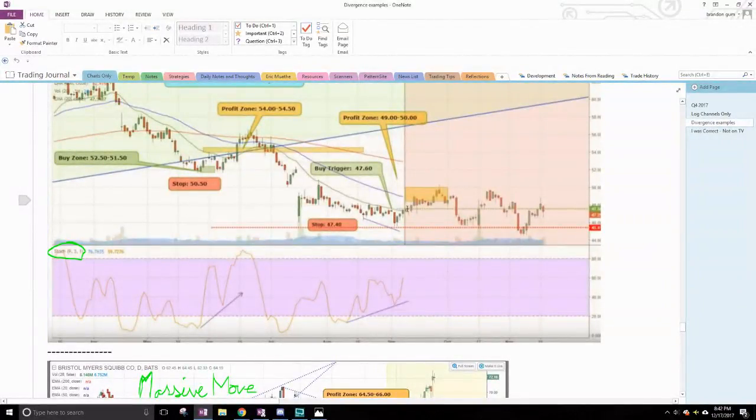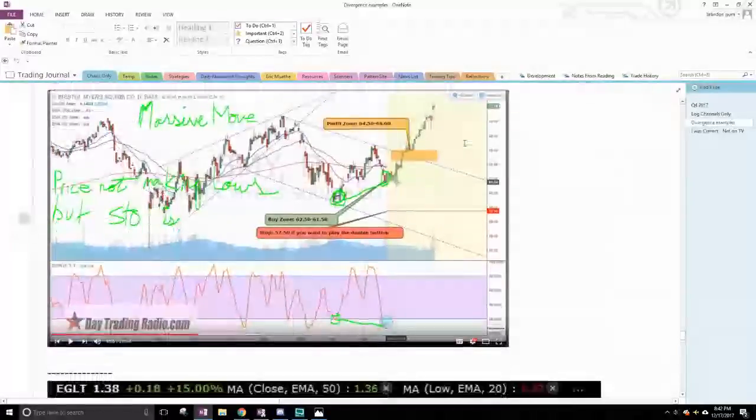Maybe I go long after these 3 green candles right here, and bing bam boom. What do you know? From 47 up to 50. There we go. Small gains, reliable gains, though, right? It's all about giving us an edge.